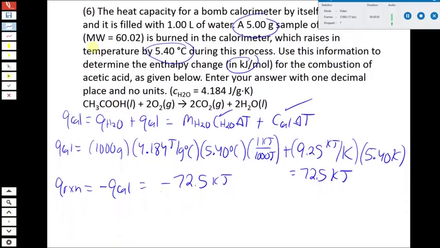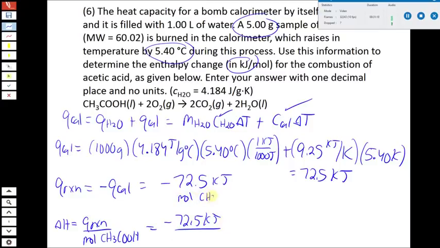So to find delta H per mole, we're going to take the heat of reaction that we determined from the calorimeter and divide it by the moles of substance, in this case the acetic acid that we're burning, CH3COOH. So we take that minus 72.5 kilojoules and divide it by the moles of acetic acid. We're burning 5 grams, and we can use the molar mass, which I gave you here, 60.02. So we divide by that molar mass to get moles.